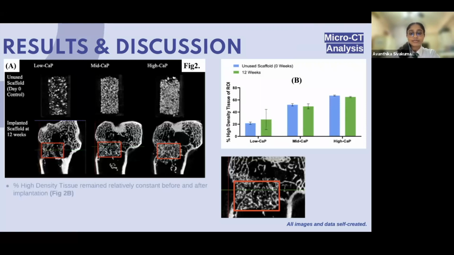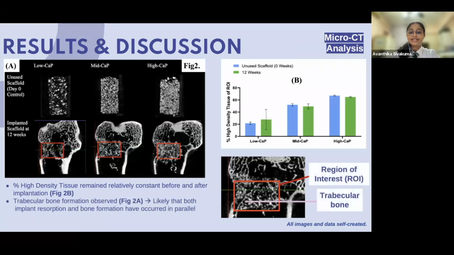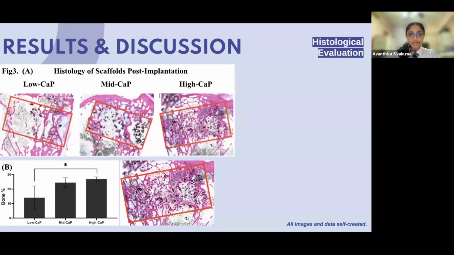Graph 2b shows that the percentage of high-density tissue remains relatively constant both prior to and post-implantation. Since we can observe trabecular bone within the region of interest, we can then deduce that material resorption and bone formation had occurred in parallel over the course of 12 weeks. Through histological evaluation, we were able to observe and quantify the CAP resorption and bone formation that had occurred.